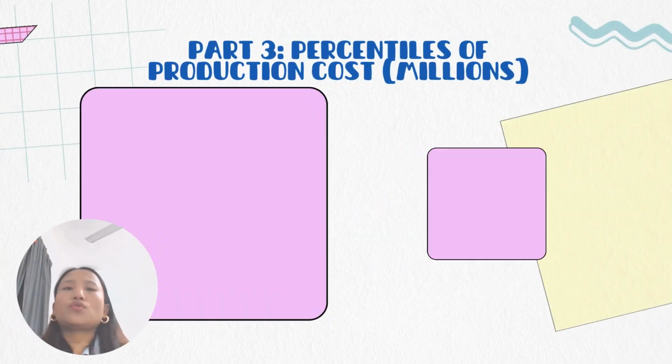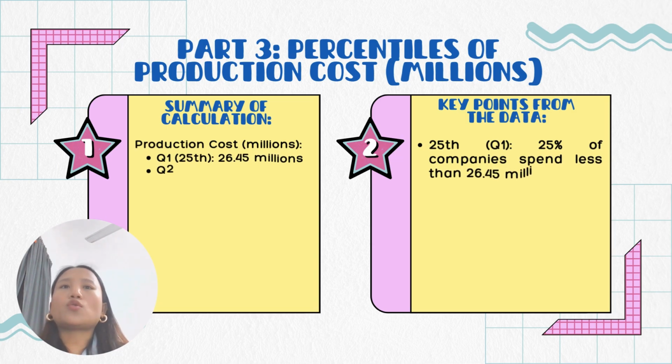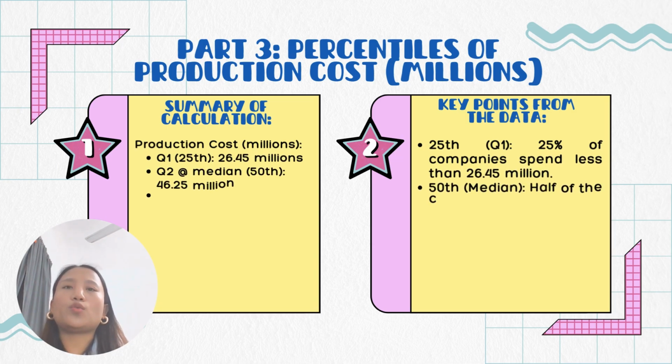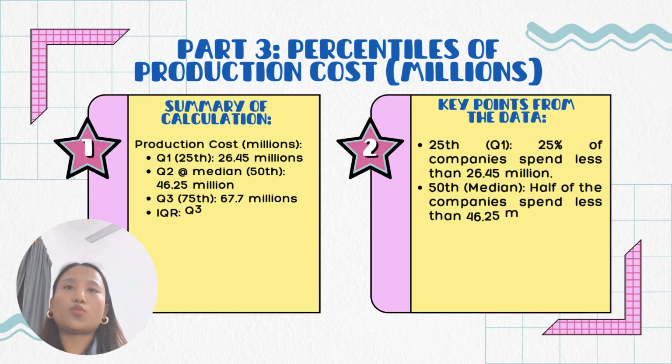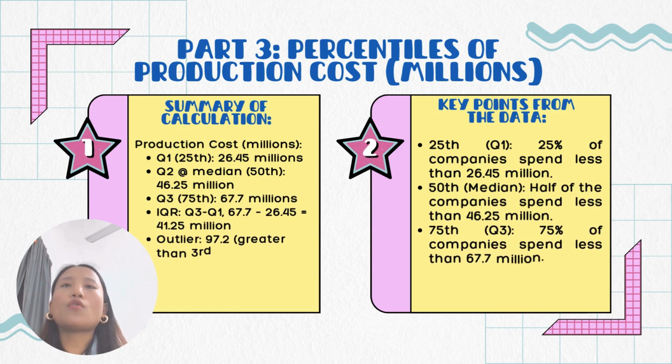So here are the results for the production cost in millions. As you can see, Q1, which is the 25th percentile, we got 26.45 million. Q2, which is the median, the 50th percentile, we got 46.25 million. Q3, which is the 75th percentile, we got 67.7 million.